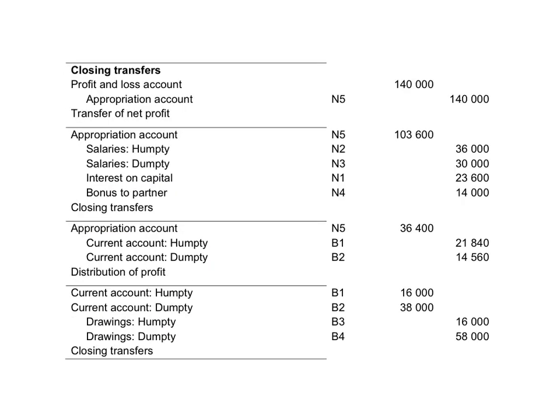After we completed the adjustments, we will do closing transfers. So we will transfer the profit from the profit and loss to the appropriation account. Then this profit must be distributed between the partners. So all the expense accounts that we created when we did the adjustments will be transferred to the appropriation account, so that all the nominal accounts are closed off.